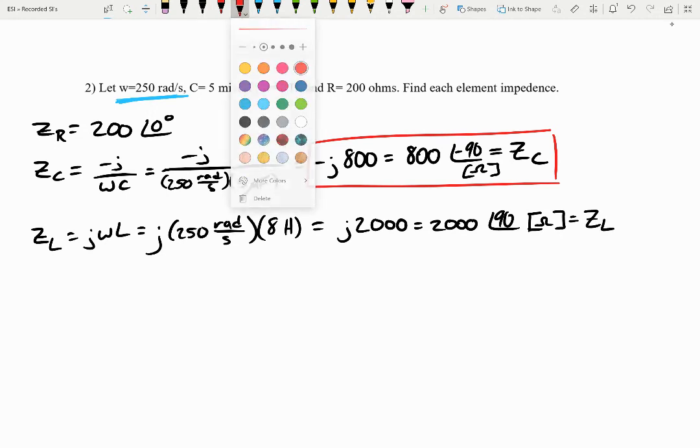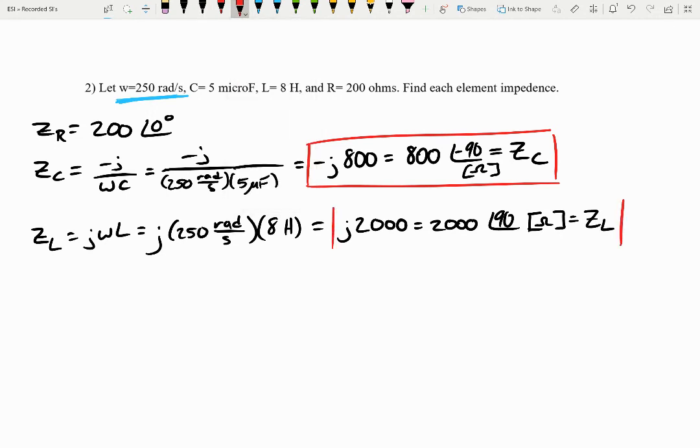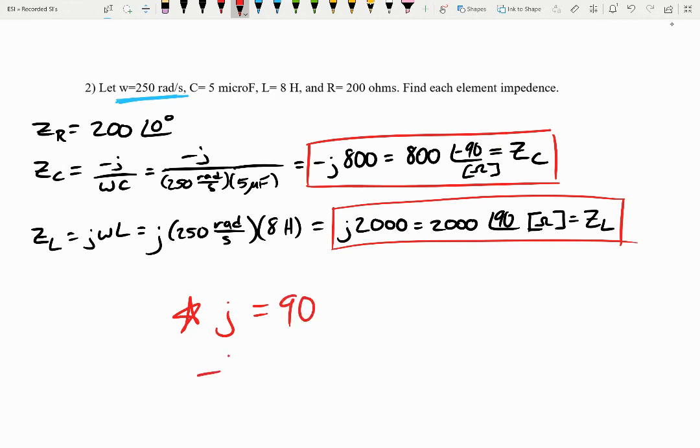All right. So it's just real quick calculations. They don't take that long. But like we said, just key things to note. And you'll see I'll stress this a lot over the course of these videos. J is equal to 90 degrees. Negative J is equal to negative 90 degrees. These J values are very important to us.